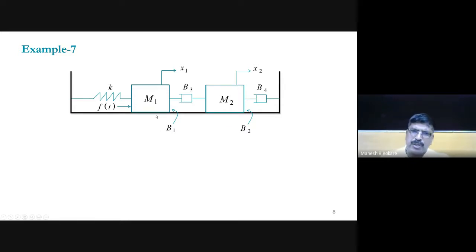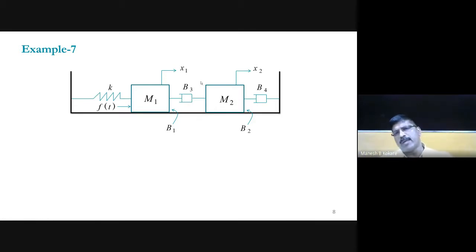Also, they have mentioned that there is friction between mass 1 and the ground, which is given by B1. Friction is always represented by a dashpot. Also, there is friction between M2 and the ground, which is given by B2. So you can represent that as a dashpot here, and also here a dashpot. First, you have to draw the nodal diagram.